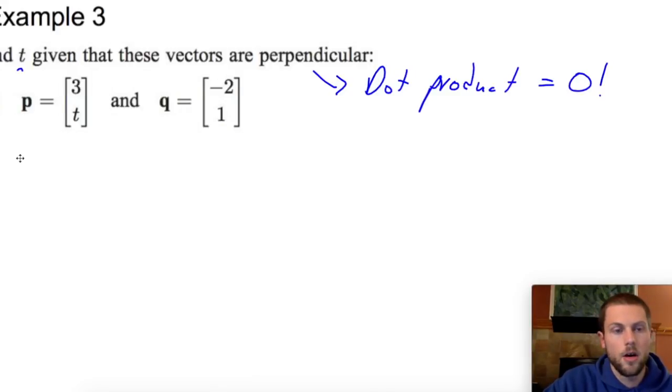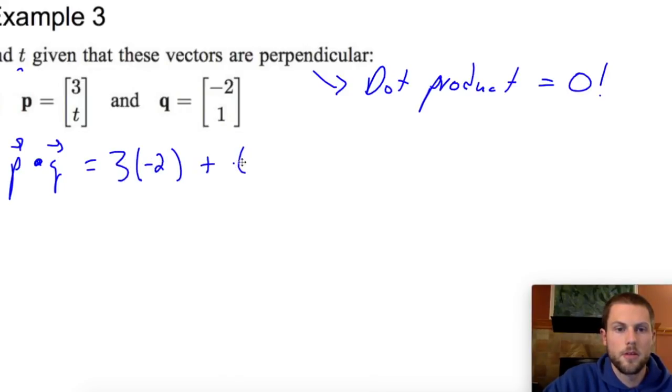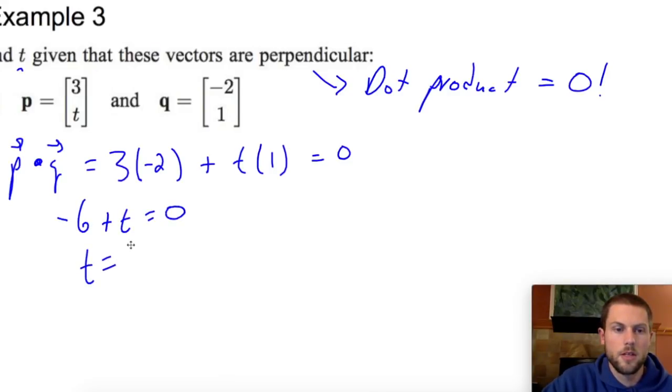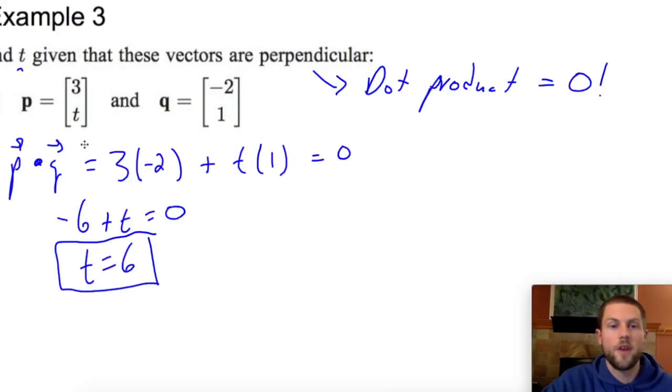Okay, so that means that when I take the dot product, P dot Q, that's going to equal 3 times -2 plus t times 1. And I know this whole thing has to equal 0. So I just have a little algebra problem here. This is -6 plus t equals 0. If I solve for t, t equals 6. That's it. And I could check this by plugging 6 back in for t, find the dot product between those two things, and it should come out to be 0.